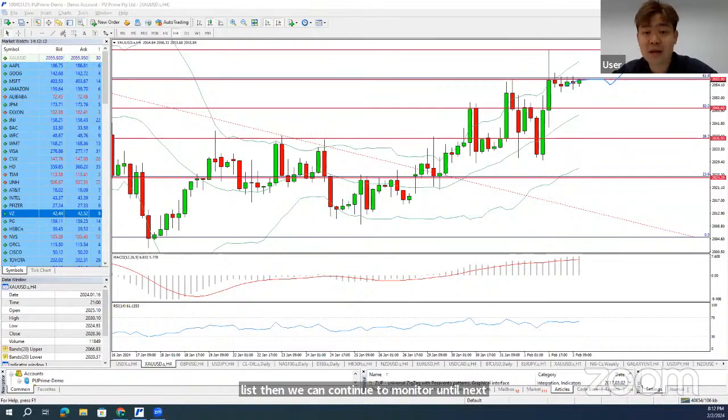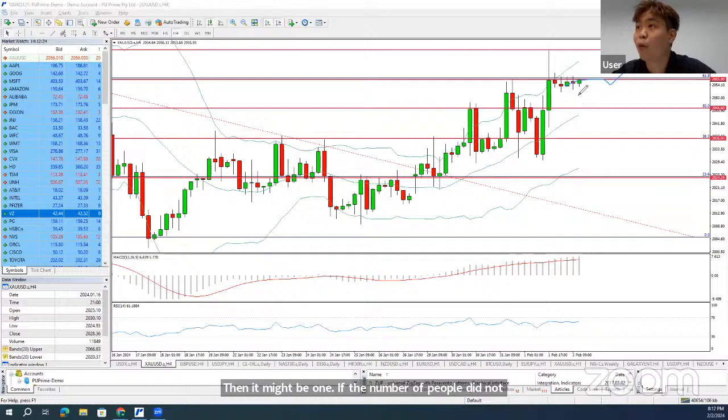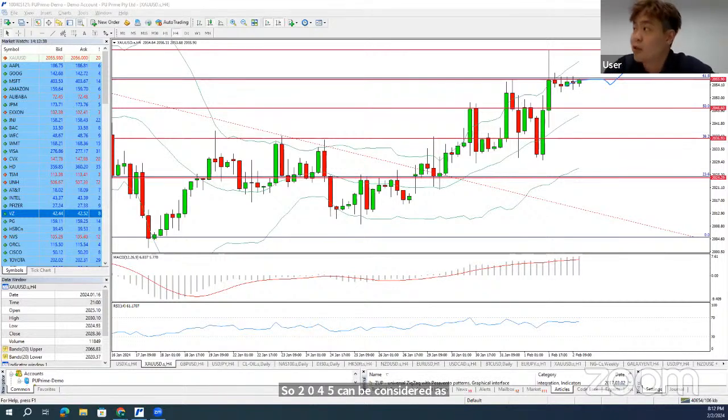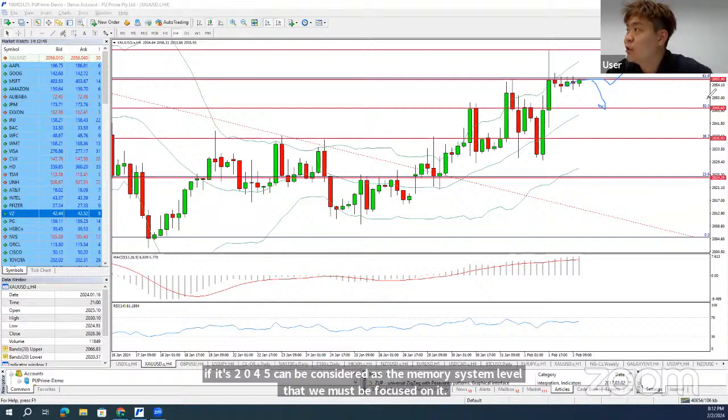But of course, if the non-farm payroll data provides a worse than expectations reading, gold price will go up. And if NFP suddenly provides a better than market expectation reading, it will cause the gold price to drop back. So 2055 can be considered the main resistance level that we must focus on. If it's still unable to break out above, then we are expecting gold to drop back until 2045.